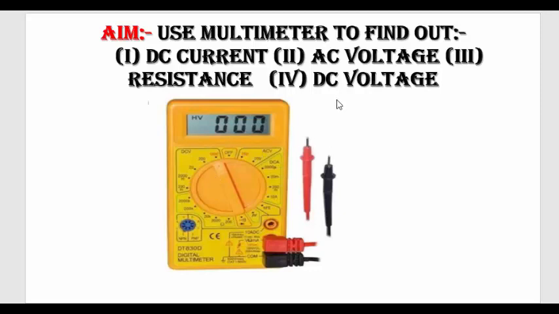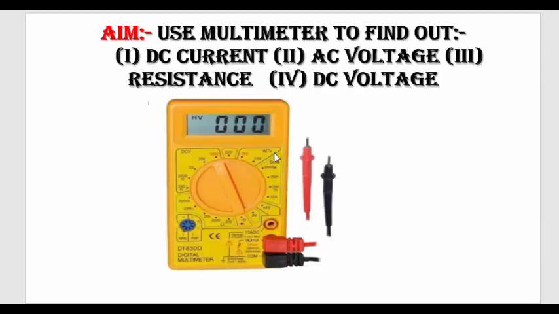This is the experiment for the multimeter. See, this is very easy. If we want to find out the DC current, we have to set our knob in this region. If we want to find out the AC voltage, then we have to set our knob in this region. If we want to find out the resistance, then we have to set our knob in this region. And for the DC voltage, we have to set our knob in this region.